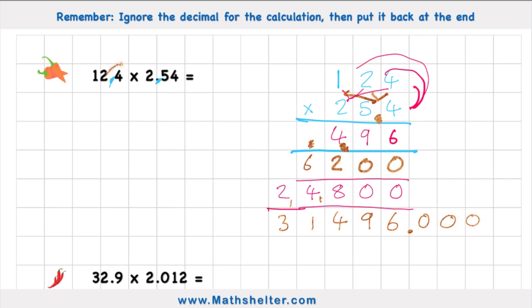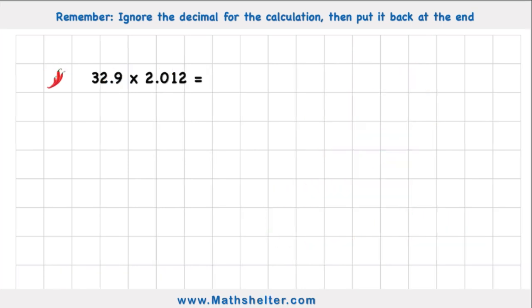So how many have I ignored? I've ignored 1 here, and then 1, 2 here. So how many total? That's right, 3. So I need to move my decimal place 1, 2, 3 decimals back, and I end up with my final answer, 31.496.